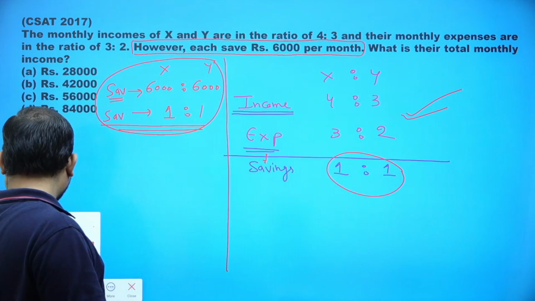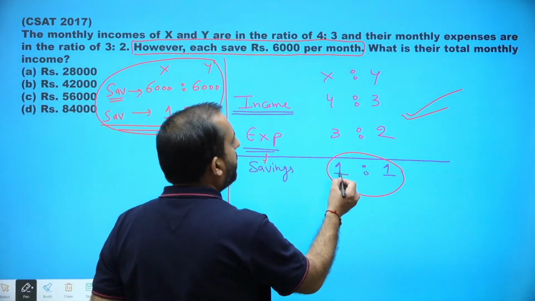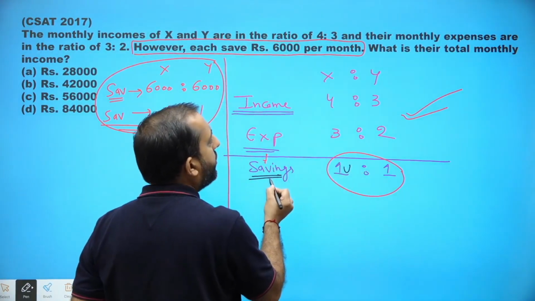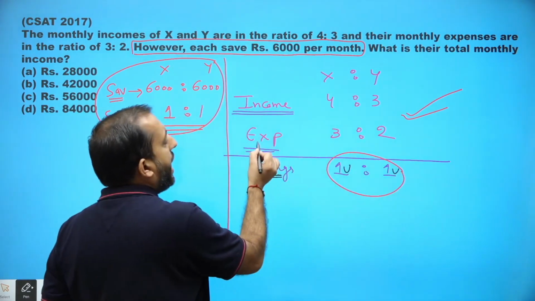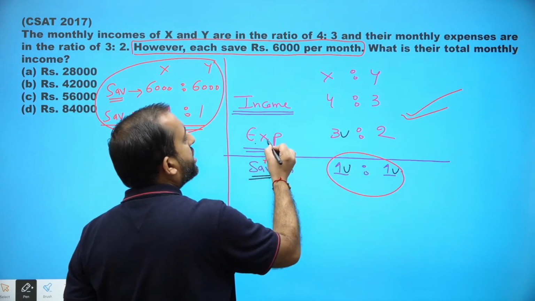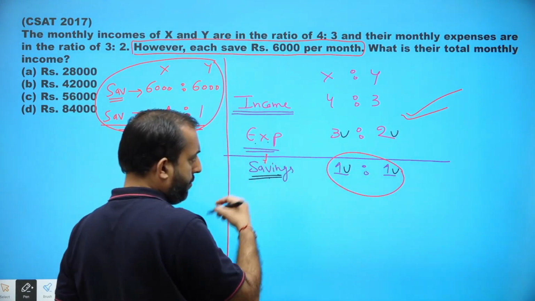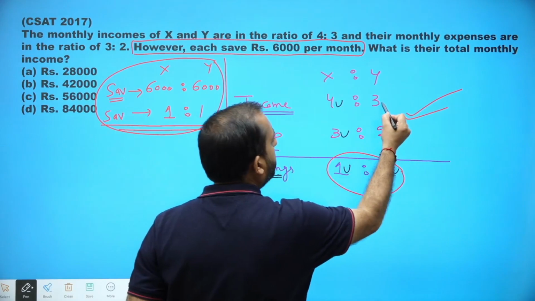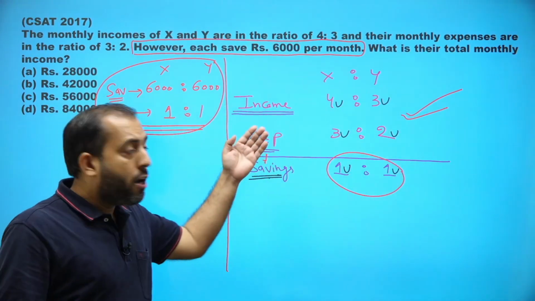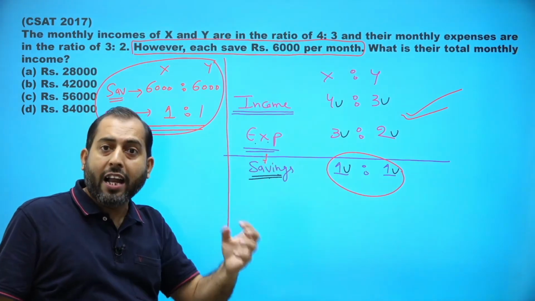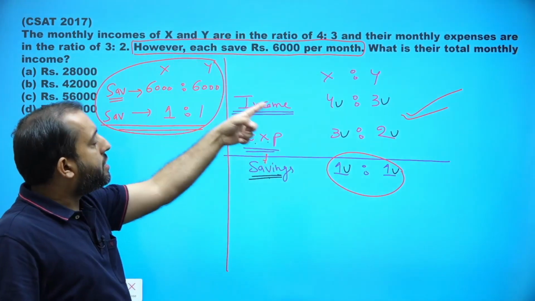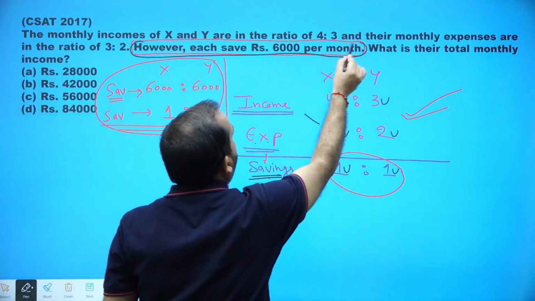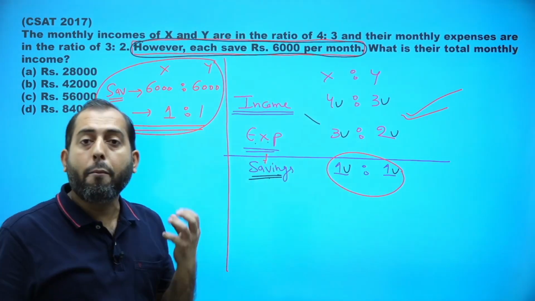Now what you can do? You can assume that if the saving of X is 1 unit, then the savings of Y will be 1 unit. If the expenditure of X is 3 units, then the expenditure of Y will be 2 units. If the income of X is 4 units, then the income of Y will be 3 units. Now this subtraction is valid here, because this subtraction is justifying the condition which was given in the question, and this condition was given implicitly.